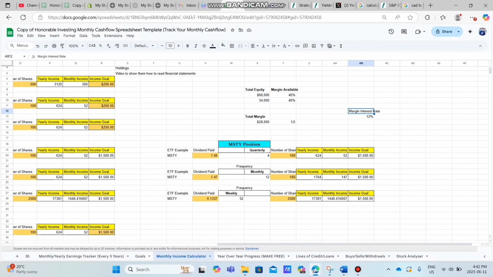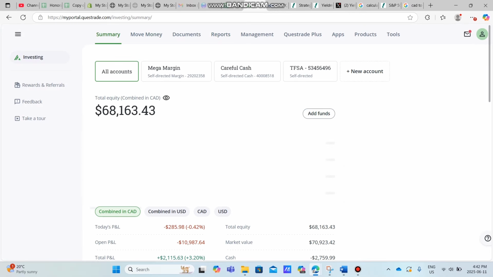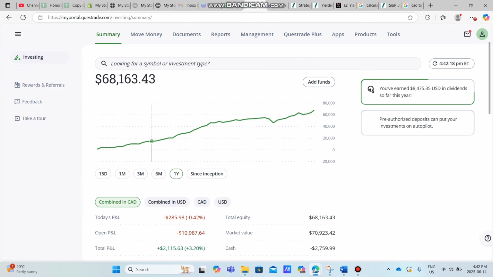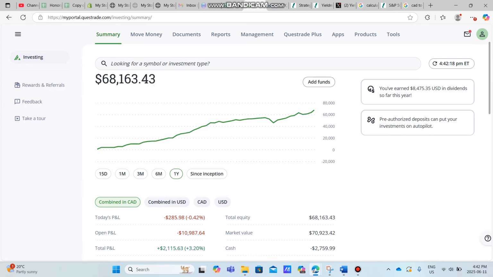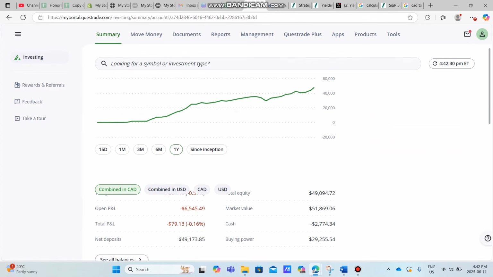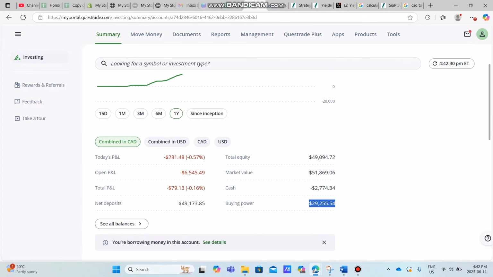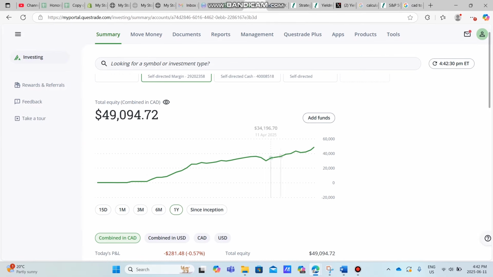So what I've done is I have my margin interest rate right here. And looking at my account, to be extremely transparent, my current total equity and assets equate to about $68,000. Now I want to talk about how much I'm able to take out in terms of margin. With the 68 in mind, I have a buying power of about $29,000. For the sake of this video, I'm using $28,000 just to make it a little bit easier. That's what it was yesterday, so that's what I'm going off of.